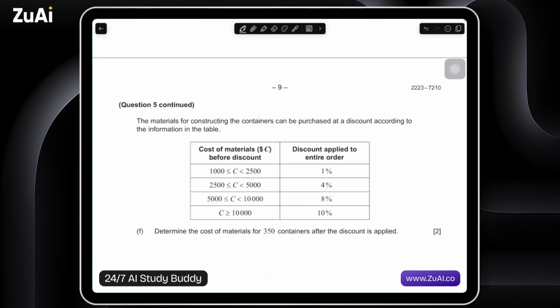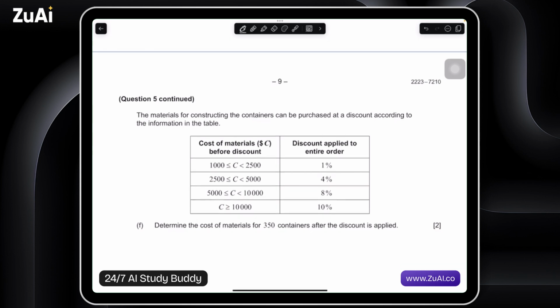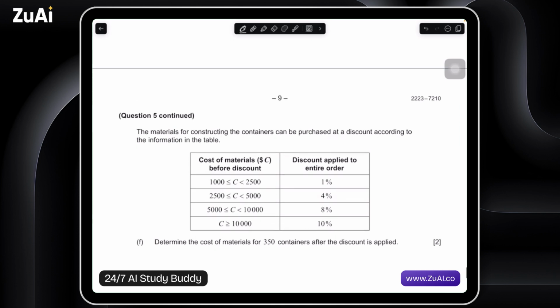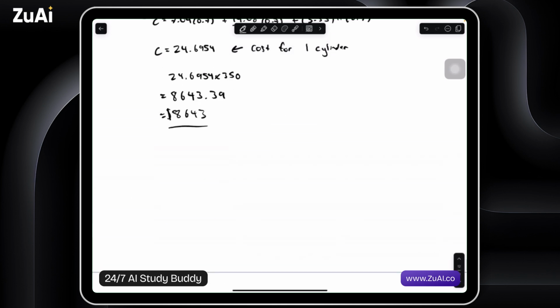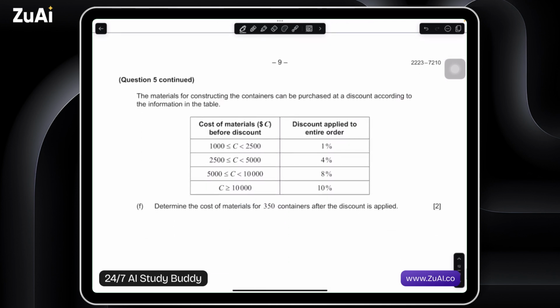Okay, question 5 continued. The materials for constructing the containers can be purchased at a discount according to the information in the table. Determine the cost of materials for 350 containers after the discount is applied. So they can be purchased at a discount according to the information in the table. Cost of the materials before the discount: we know we paid $8,643, which means that we would be within this range. Determine the cost of the materials for 350 containers after the discount is applied.